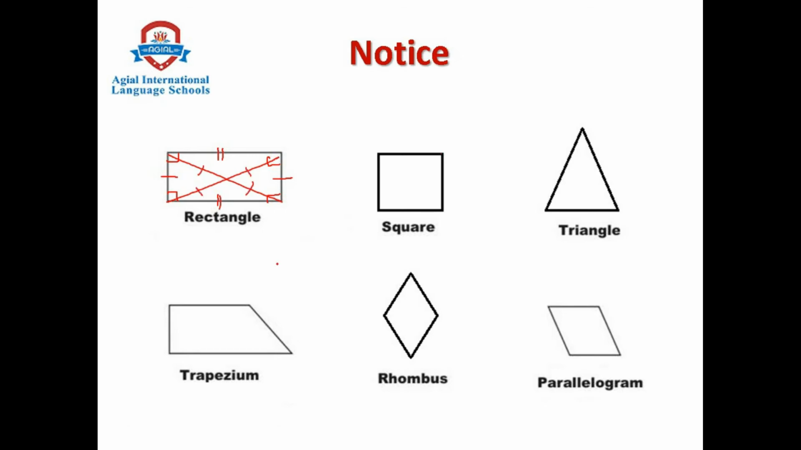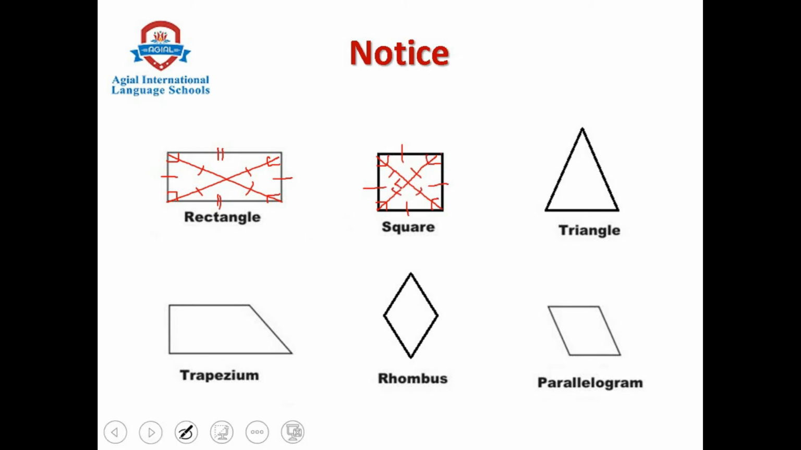And in the second figure we have a square. In the square we have 4 sides equal in length, and 4 angles equal in measure, and each of them equals 90 degrees. And if we talk about the diagonals, the 2 diagonals are equal in length and bisect each other, and they are perpendicular.